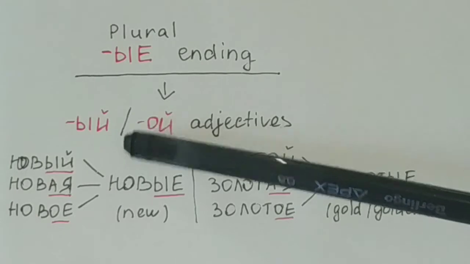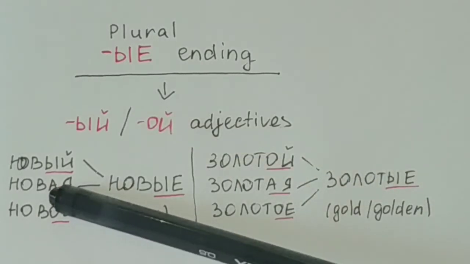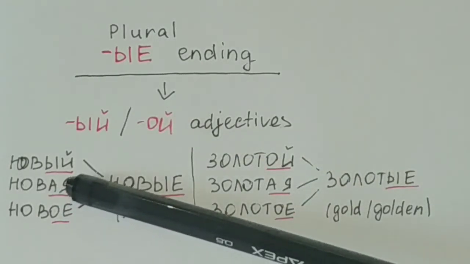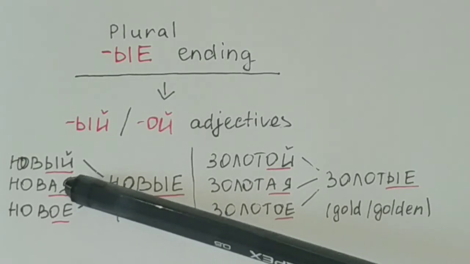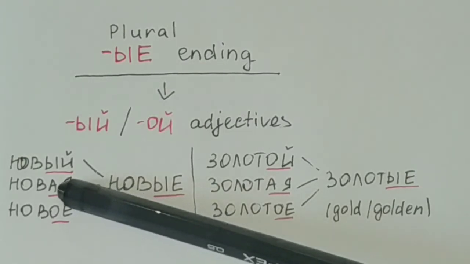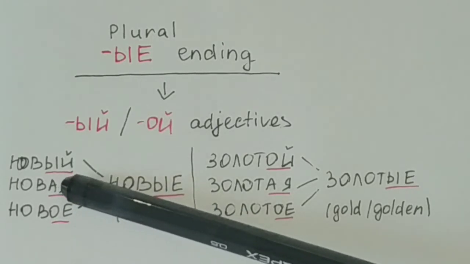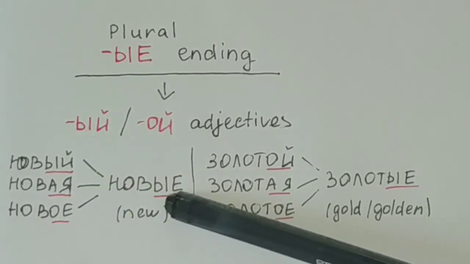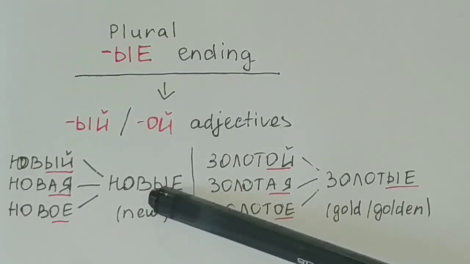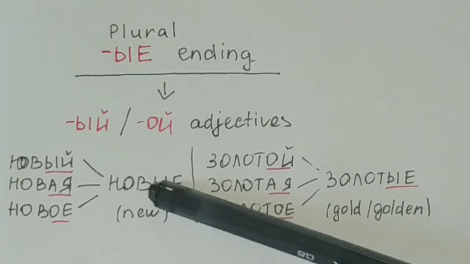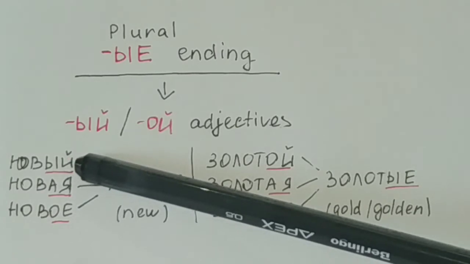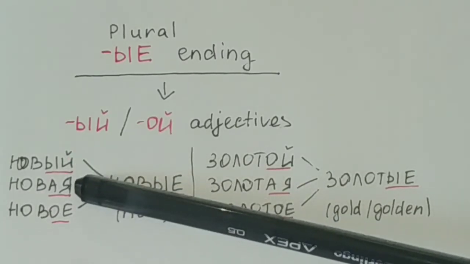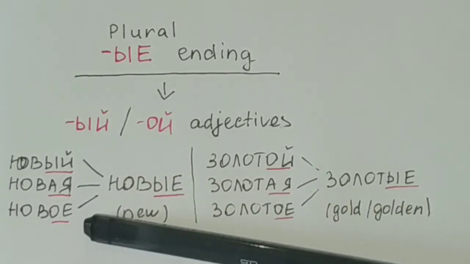Like, for example, let us look at this. So we have this adjective новый. Новый, it is the masculine gender version, and it ends in ый, so its plural form will be made by changing this ending ый into ending ые, новые. But we also have the other two genders, which are formed by changing this ending ый into ая for feminine gender, which is новая, and ое for the neuter gender, which is новое.